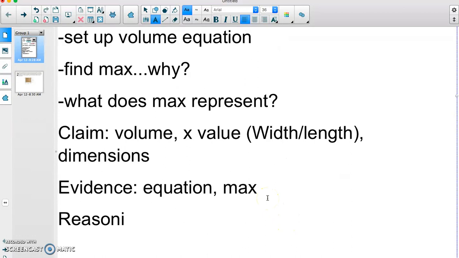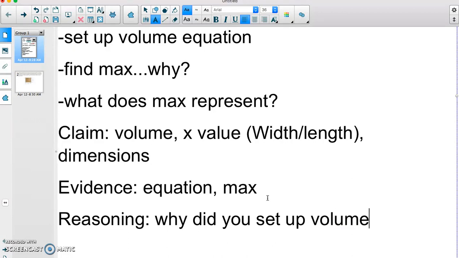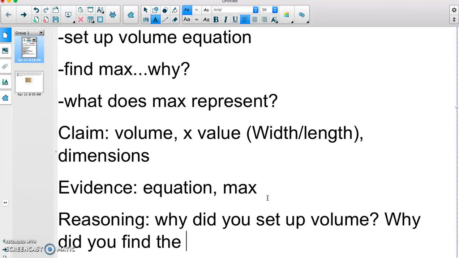Okay, reasoning then is the toughest. The reasoning is kind of the why here. So why did you set up the volume? Why did you find the max? These don't necessarily have to have complicated or long answers. So I set up the volume because I wanted to be able to find the maximum volume in terms of X, so I needed something to represent that. Why did I find the maximum? Because the highest volume would be at the maximum of the function.